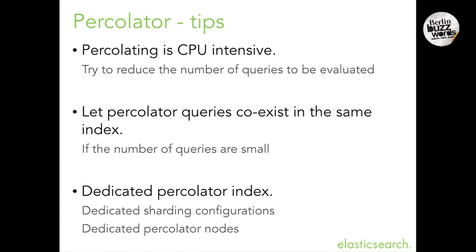When you go with a dedicated percolator index, I haven't written it down here, but it's important that the mapping that is in the regular index is also in the dedicated percolator index. Because when you register a percolator query, a lot of queries rely on settings in the mappings. And if those mappings are not there, it will assume a lot of defaults, and your queries are not parsed as you expect them to be parsed. So that's something to keep in mind when going with a dedicated percolator index.